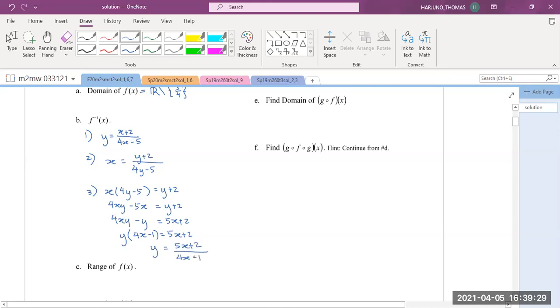But don't stop here. Don't stop here. Remember I said it's supposed to be 4 steps? Plenty of students actually forget the last step. The last step is inverse function. You have to rewrite it as an inverse function: (5x plus 2) over (4x minus 1). Is it okay, everybody?